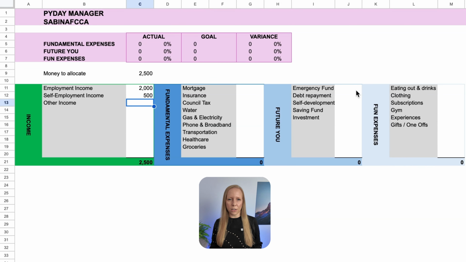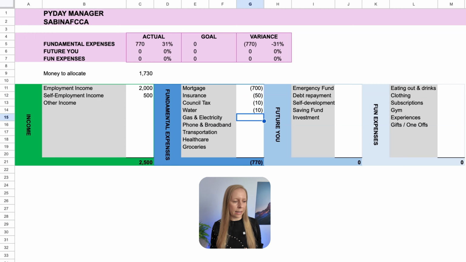In the fundamental category, you want to allocate the amounts that you spend on your needs, which are the fundamental living expenses such as mortgage, rent, utilities, groceries, transportation. I will put 700 for my mortgage, 50 for my insurance, 10 for my council water and gas and electricity each, 30 for my phone, 120 for my transportation, 10 for healthcare, and 200 for groceries.